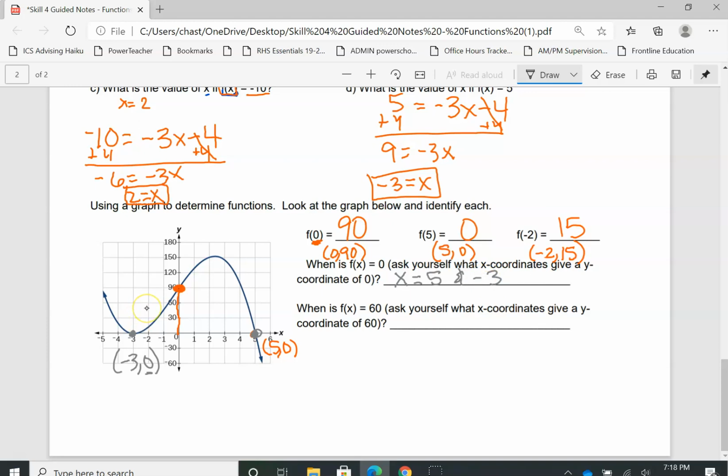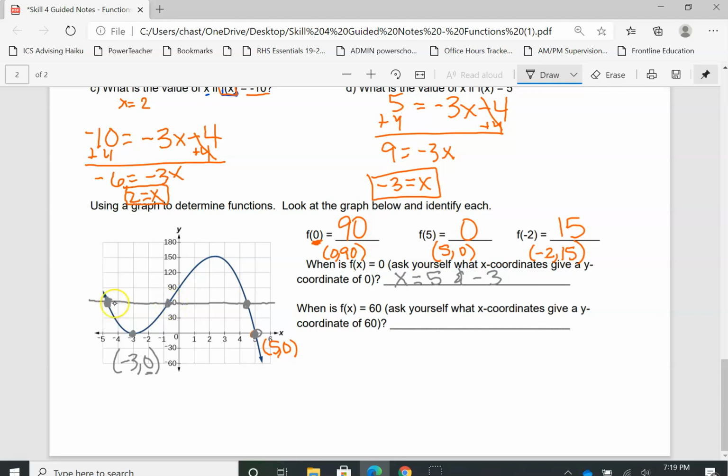All right, now for the last one, I'm going to erase the orange that I have there. This one says, when is f(x) equal to 60? So here is my line with 60. What I do is I like to just draw that line all the way across. And we're trying to find the x coordinates that intersect that 60 line that I drew. And that happened 3 times.